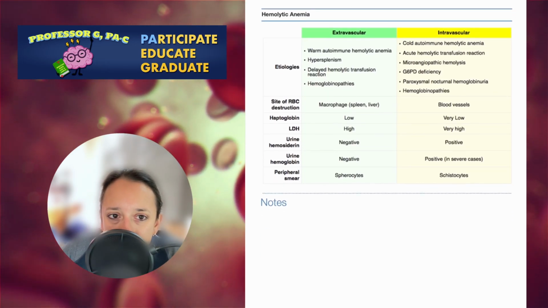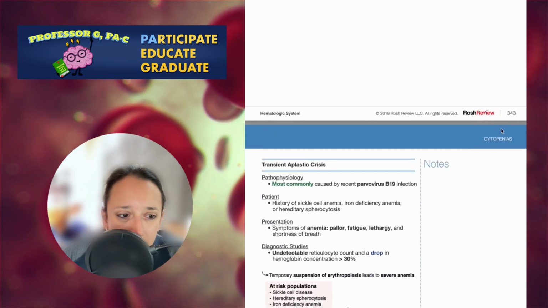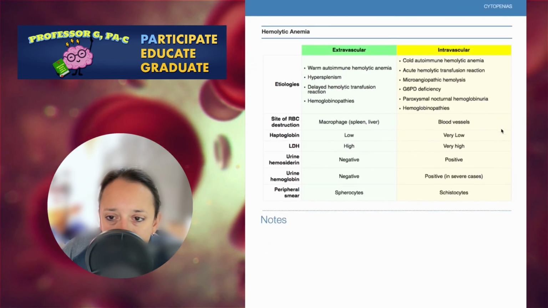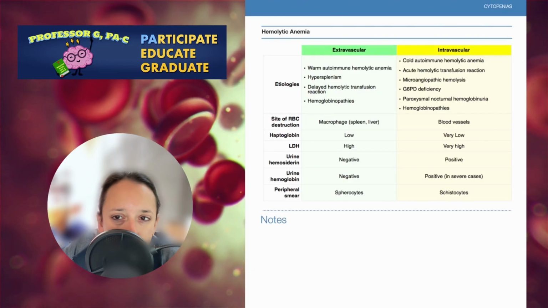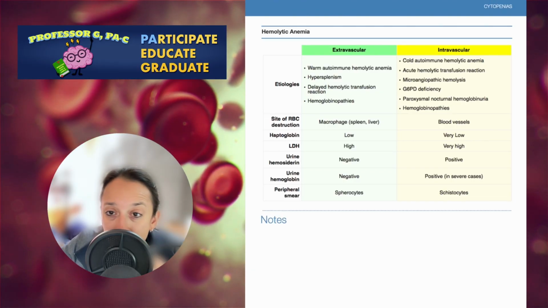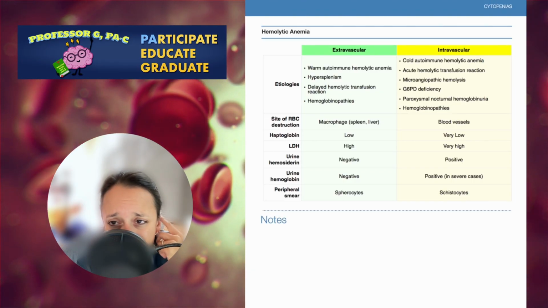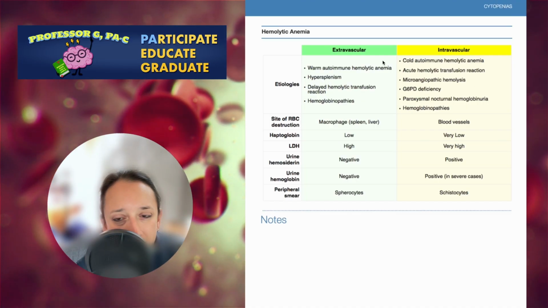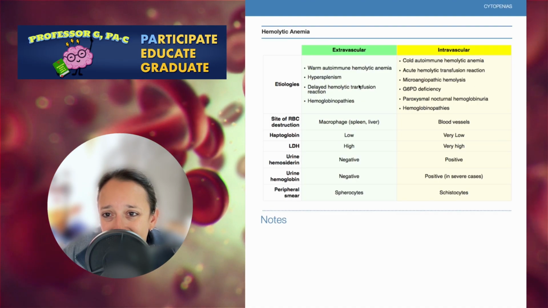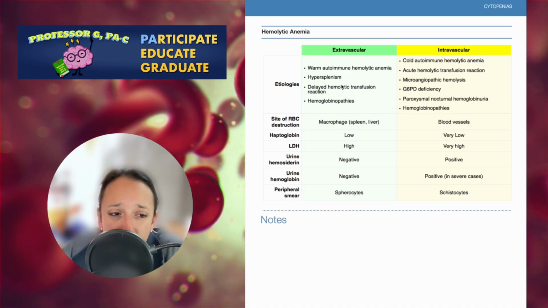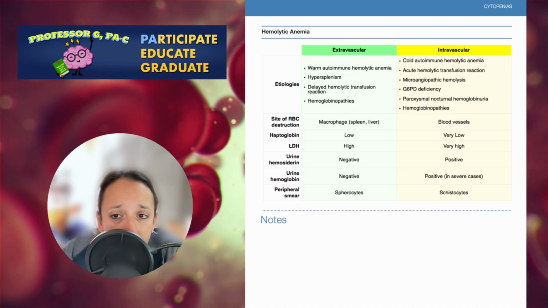Next up, we have hemolytic anemia. Okay. So hemolytic anemia refers pretty much to any condition where the red blood cells are being destroyed faster than they can be made. And so the bone marrow responds by ramping up production, which leads to an elevated reticulocyte count. And this is really one of the key lab findings for hemolysis.